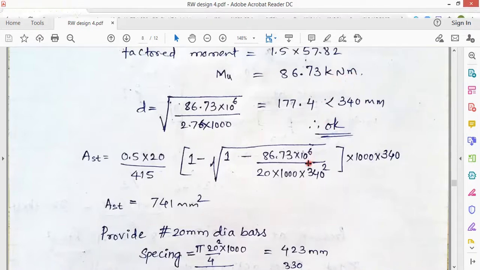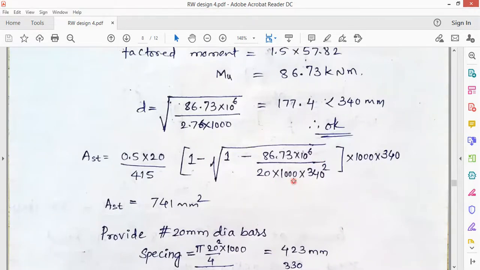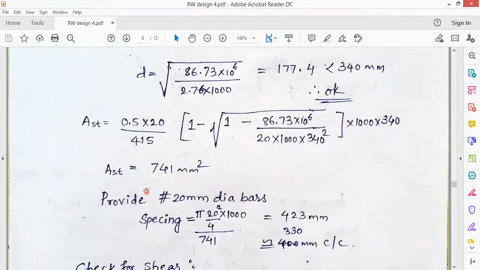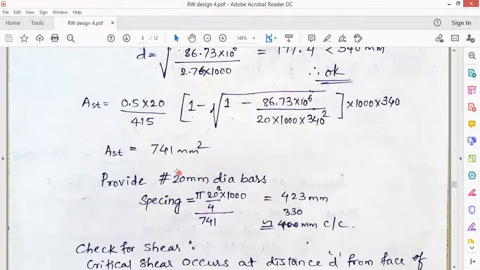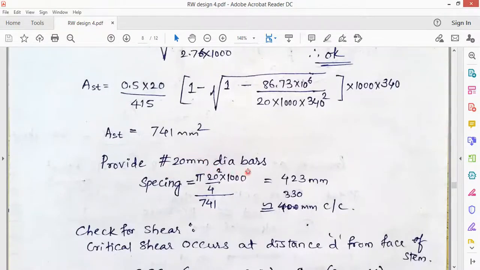So kilo and meter are converted into mm, Newton mm. So it is 10 to the power 6 divided by FCK is 20, B is 1000 and D is 340. So 340 square into 1000 into 340. So AST required is 741 mm square. So let us provide 20 mm dia bars.